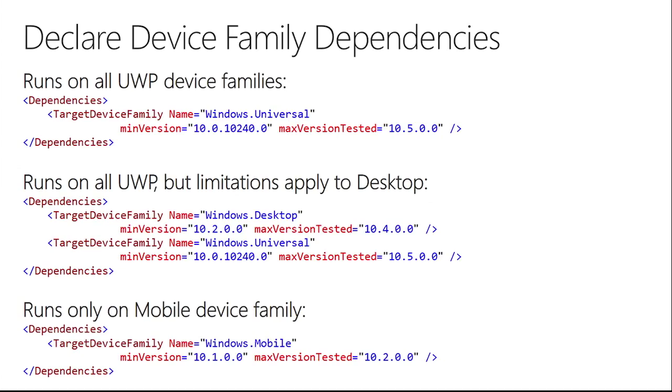Now this one, because it's got a Windows Universal statement in there, still means it runs everywhere. But in addition to that, specifically and only on Windows Desktop, we've got a more narrow version limitation. For desktop, this package, I don't want it to run on 10.0. The minimum version that it will run on is 10.2. Now the bottom one, we haven't got Windows Universal in there anymore.